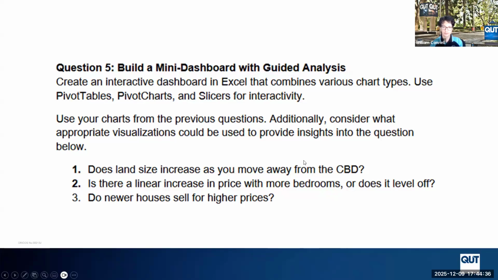And in particular, we're going to be trying to make some visualizations that will allow us to answer the following 3 questions. So the first one is, does land size increase as you move further away from the CBD? Next, is there a linear increase in price with more bedrooms, or does it level off? And do newer houses sell for higher prices? So let's get into it.